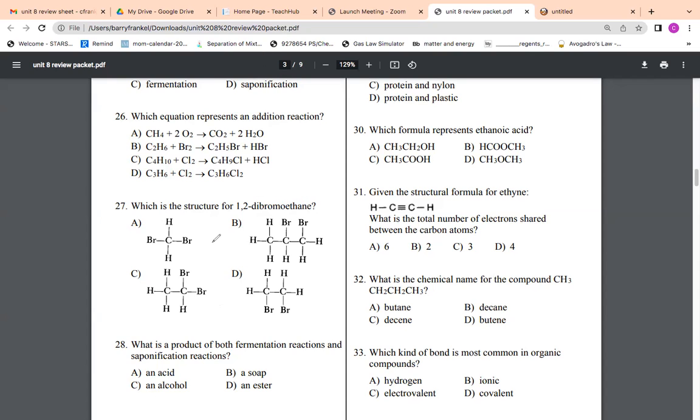Number 27. Which is the structure for 1,2-dibromoethane? So I see the word eth. That's like our tree trunk, our parent chain.